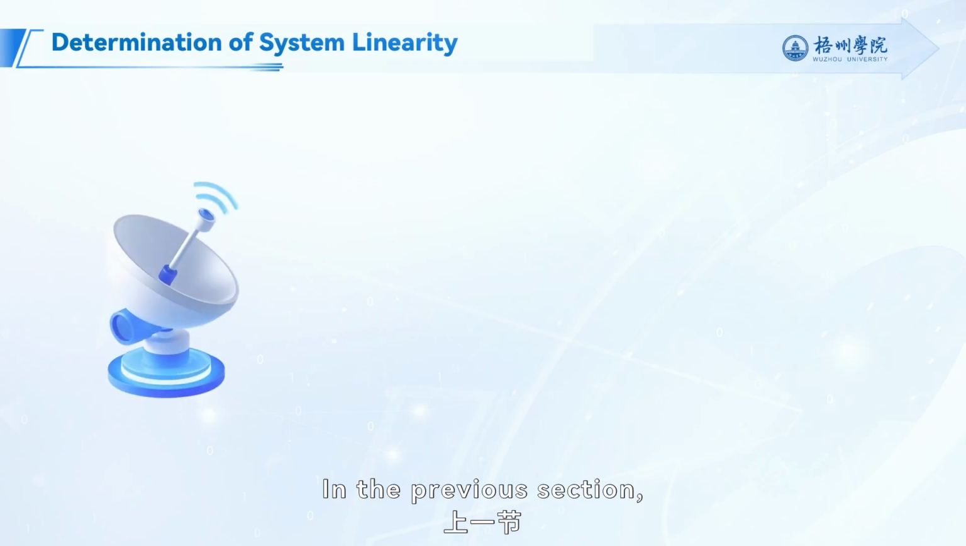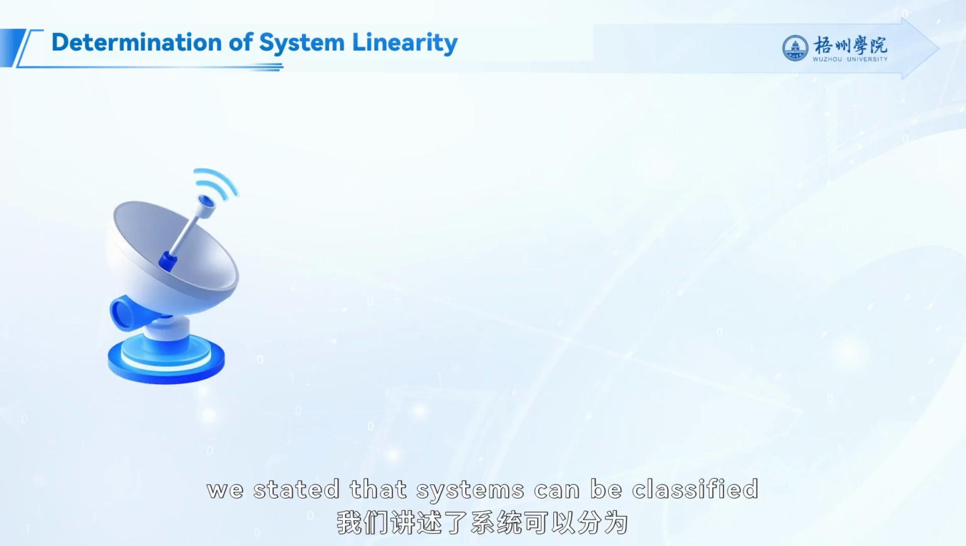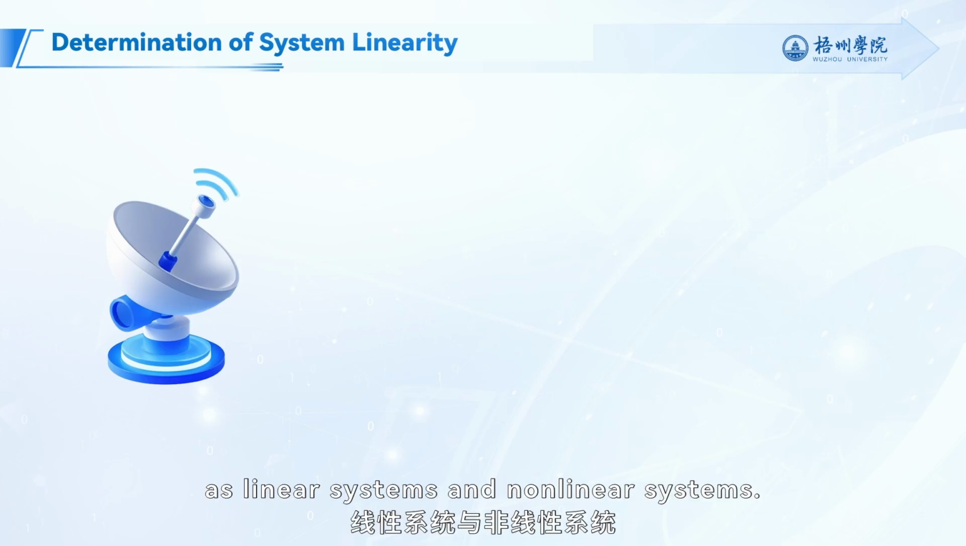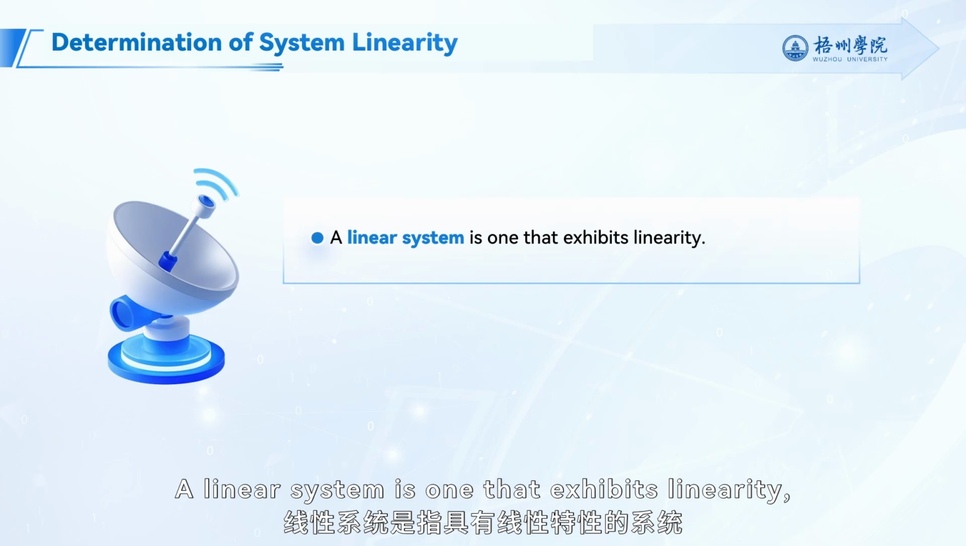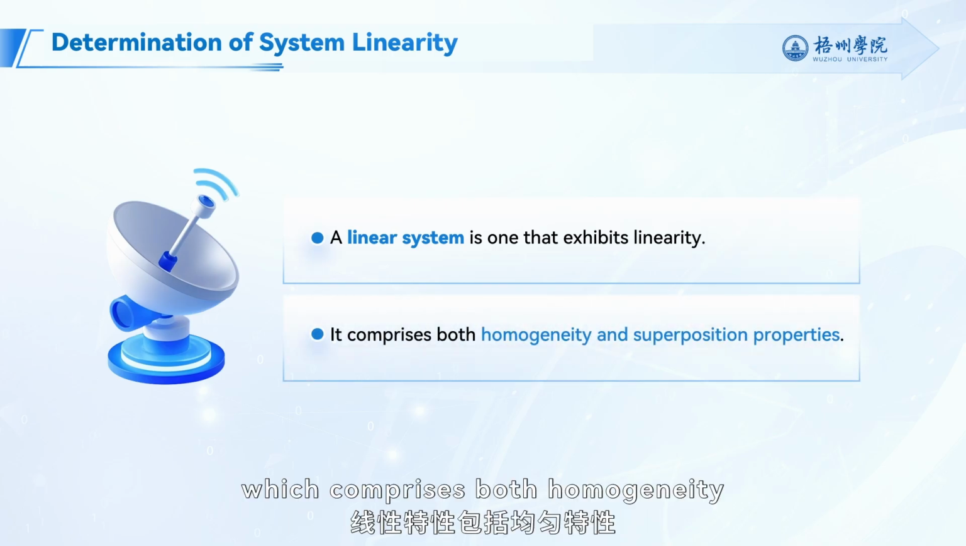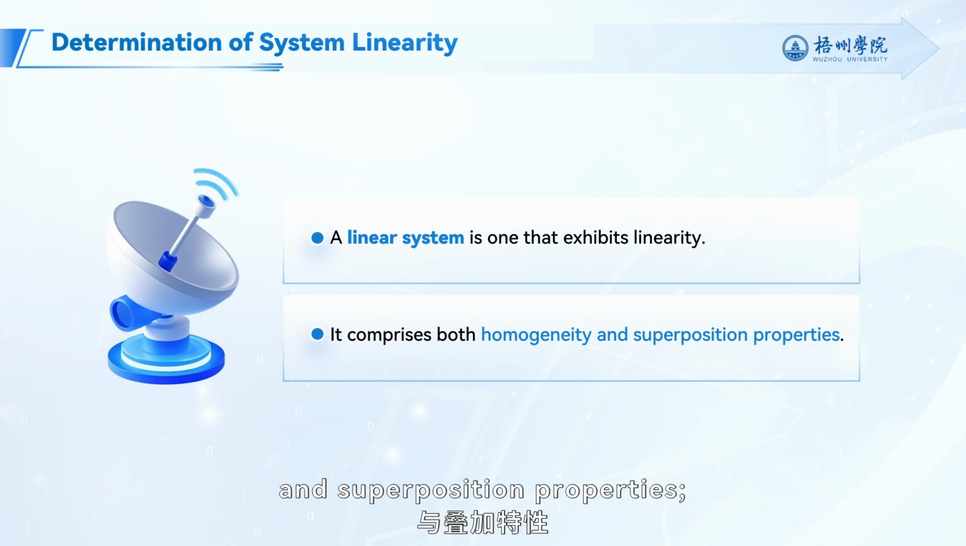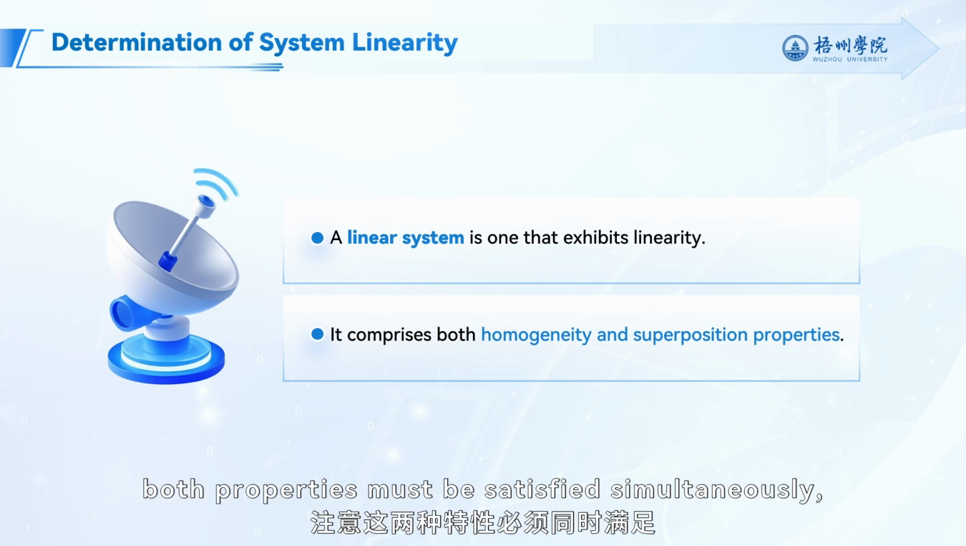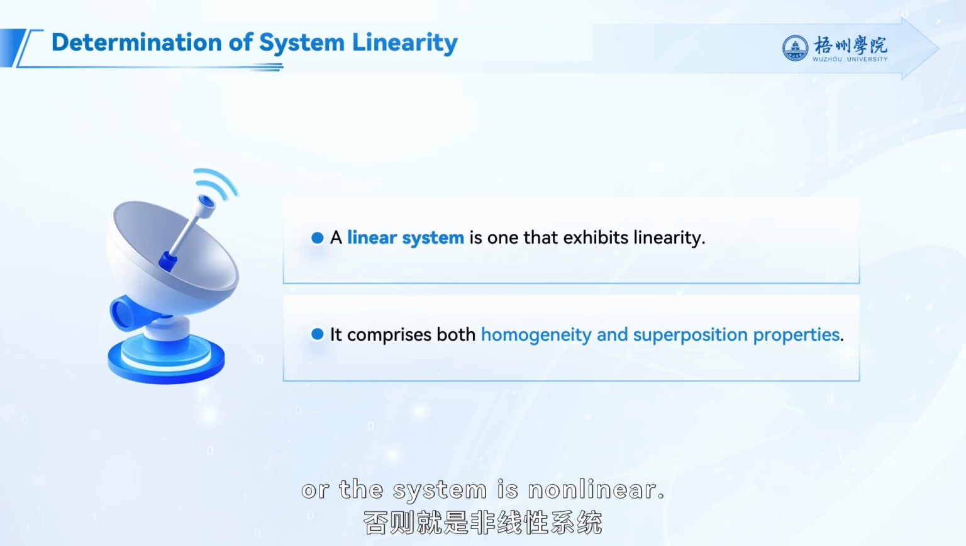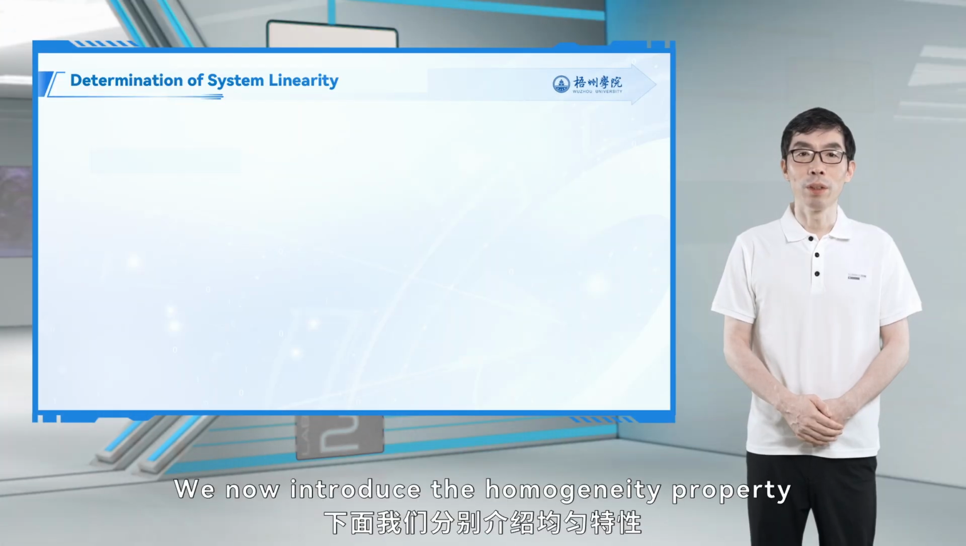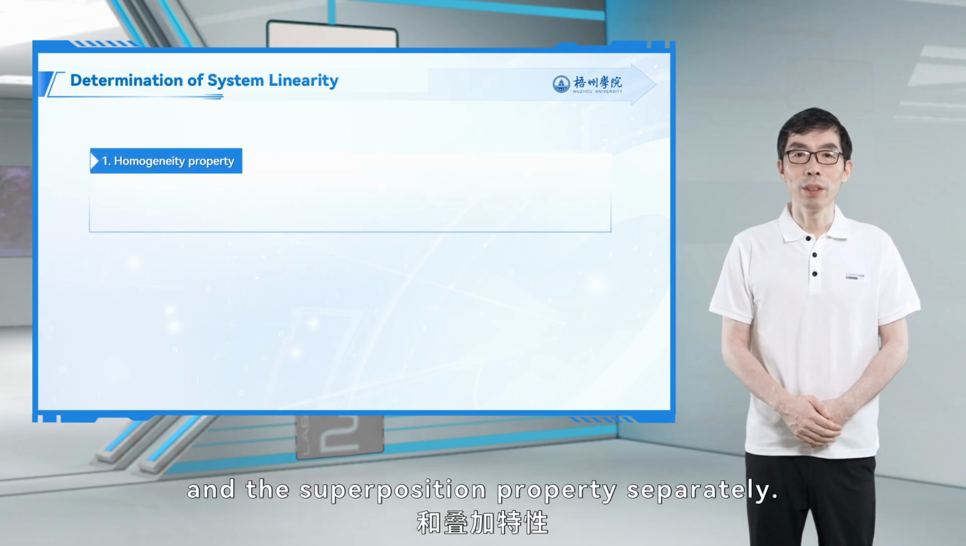In a previous section, we stated that systems can be classified as linear systems and nonlinear systems. A linear system is one that exhibits linearity, which comprises both homogeneity and superposition properties. Both properties must be satisfied simultaneously, or the system is nonlinear. We now introduce the homogeneity property and the superposition property separately.